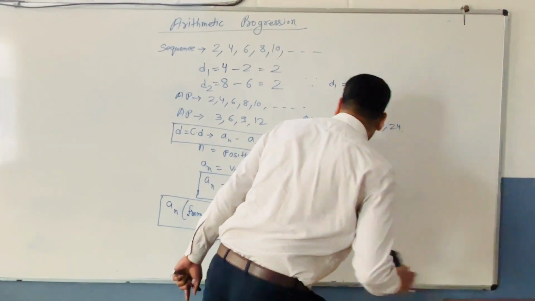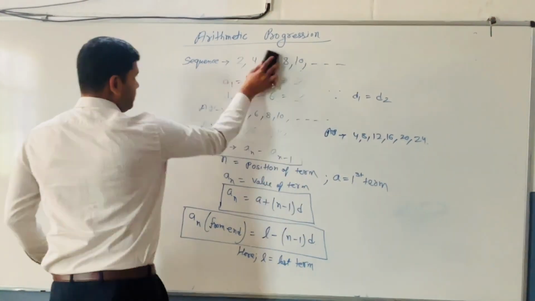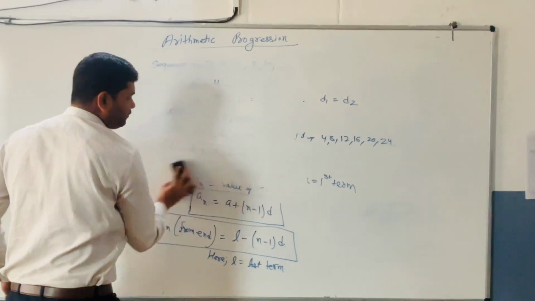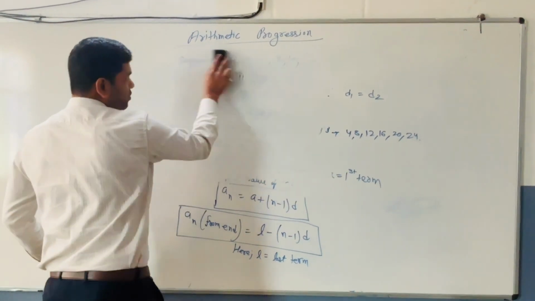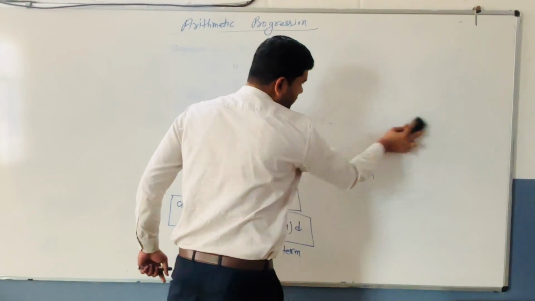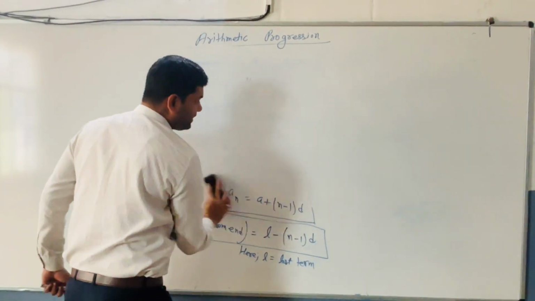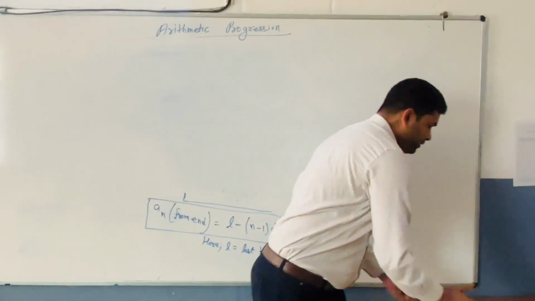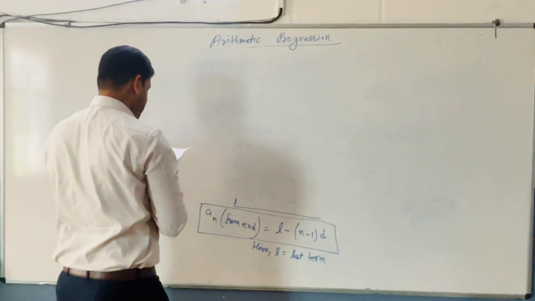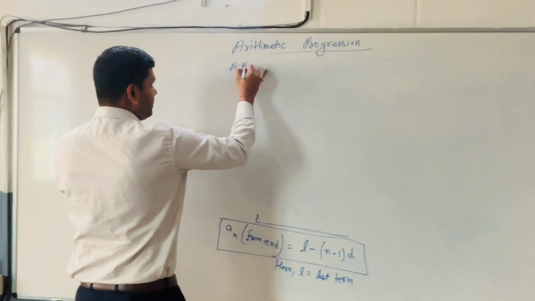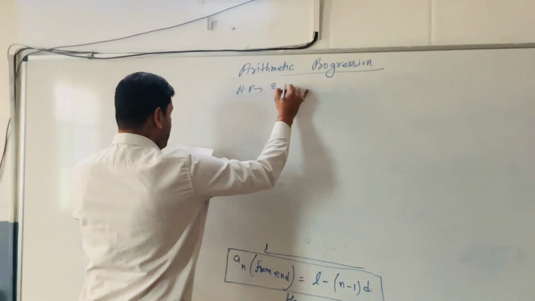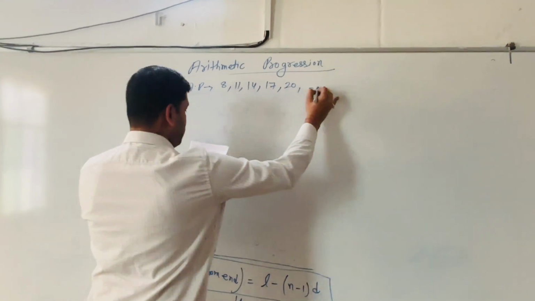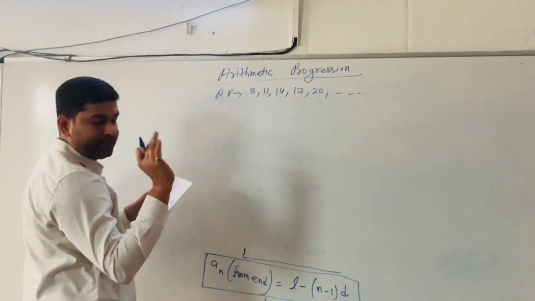All the students, kindly memorize the formulas, because without the formulas you cannot solve any questions. The derivation is not in your syllabus, so we are not talking about the derivation, how the formula came. You have to only memorize the formula. The very first question I am taking: an AP is given to you, 8, 11, 14, 17, 20, dot dot dot. It is already given that it is in AP.